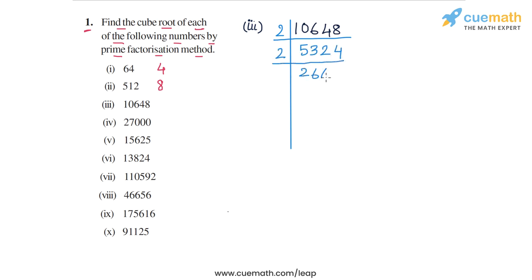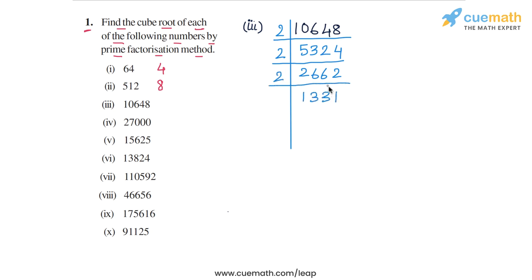Now coming to part 3, the number in part 3 is 10,648. So we will first prime factorize this number and then we will find its cube root. So this number is an even number, so we divide it by 2 and this gives us 5,324. This is still even, so we divide by 2 again, and this gives us 2,662, and this is yet again even, so we divide by 2 again, and this gives us 1,331.